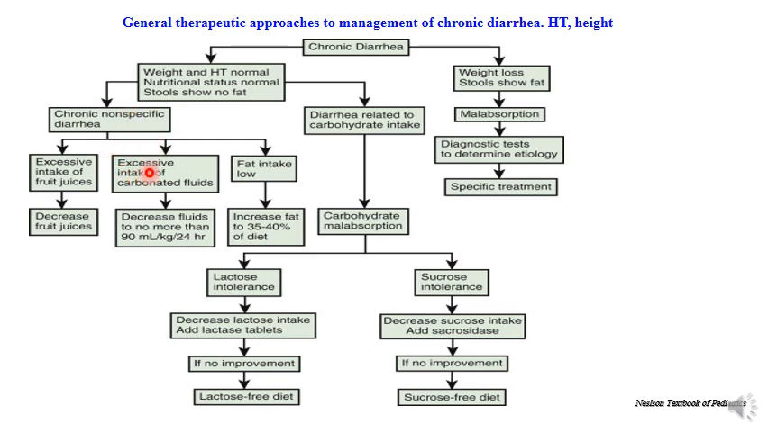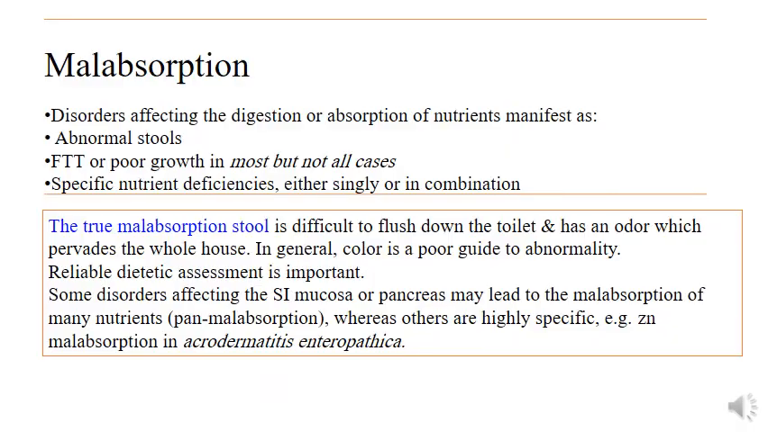So you may exclude excessive intake of carbonated beverage or fruit juices, and the diarrhea will decrease. Excessive intake of carbonated fluid, decrease it and diarrhea will be stopped. If fat intake is low, increasing fat to 35 to 40% of the diet may improve this type of diarrhea. Here you may have weight loss and the stool shows fat, increased stool, malabsorption, so do diagnostic tests to determine the etiology and the specific treatment. So all these should be kept in mind.